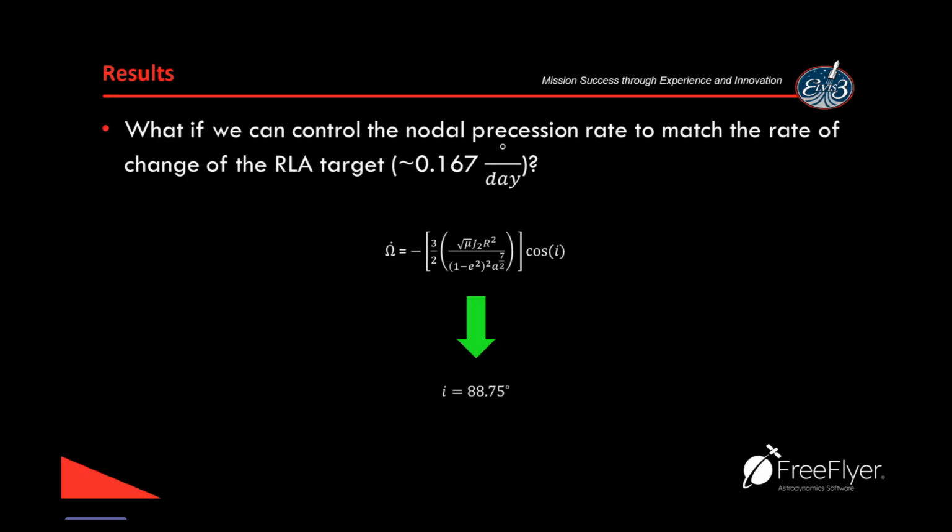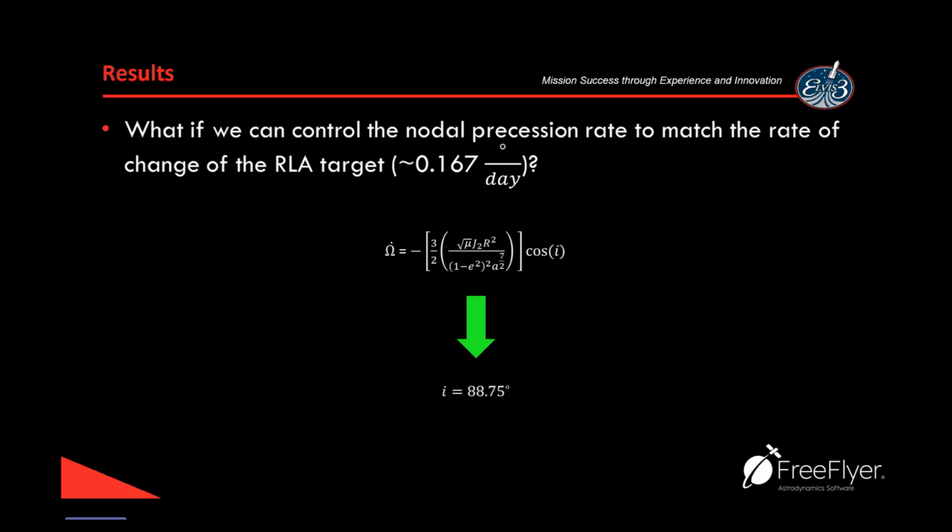If you look at the variables driving nodal precession rate here, the only one that we really have control of is inclination. We can change eccentricity and semi-major axis, but I don't want to. I want to keep my 500 kilometer circular orbit. So inclination is really the only one that we can play with. If we just do some algebra after plugging that rate in for RAAN dot there, we come out with an inclination of about 88.75 degrees. So a polar park orbit rather than the 28.5 degree.